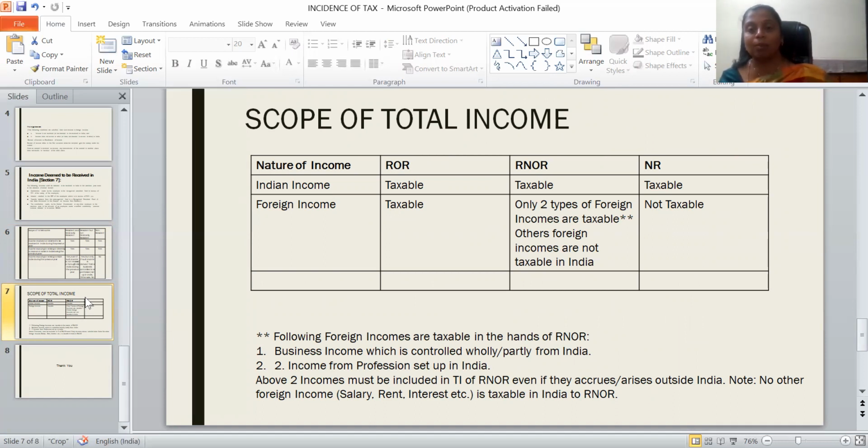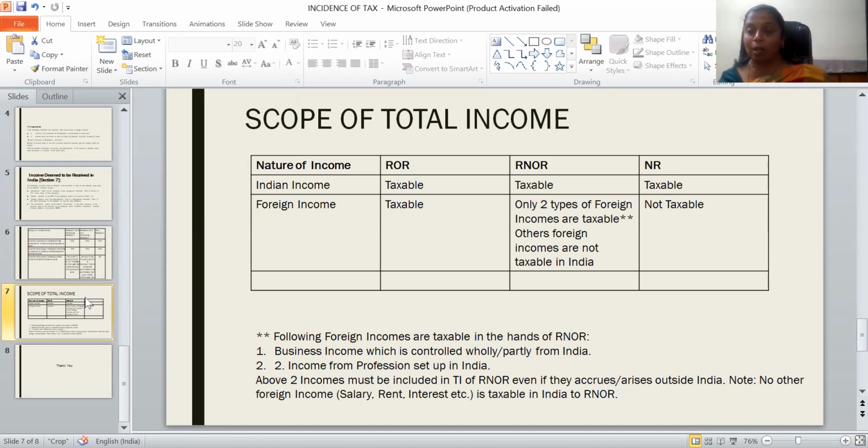Foreign income is taxable for resident and ordinary resident. In case of resident but not ordinary resident, only two types of foreign income are taxable; other foreign incomes are not taxable. In case of non-resident, it will not be taxable. The following foreign incomes are taxable in the hands of resident but not ordinary resident: business income which is controlled wholly or partly from India, and income from a profession set up in India.